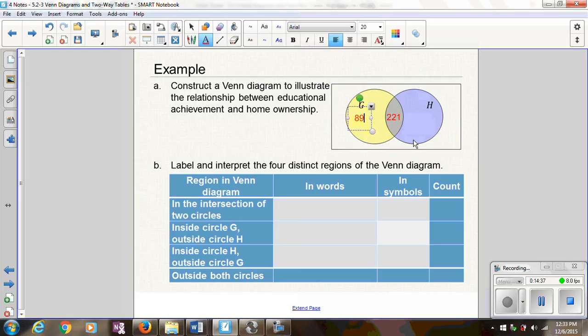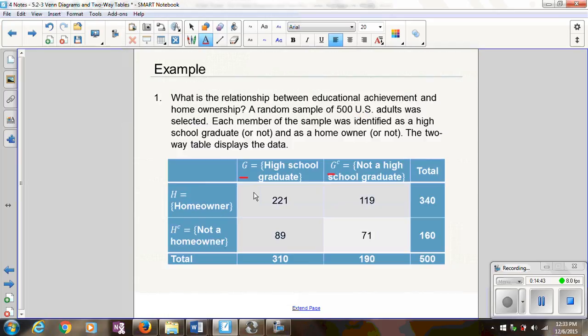And then this purple area is going to be all of the homeowners who are not high school graduates. So if I go back here, I'm going to look up homeowner, yes, high school graduate, no. So that would be 119 individuals.